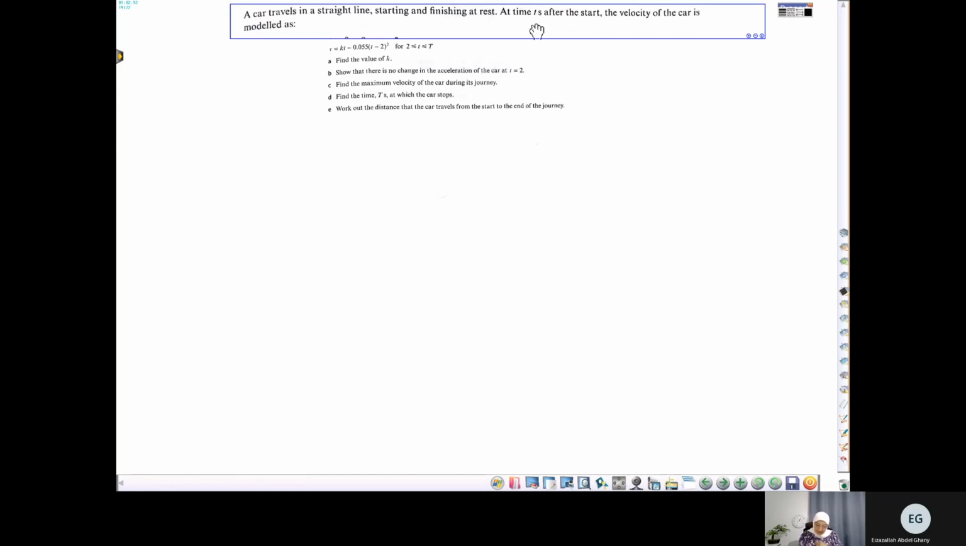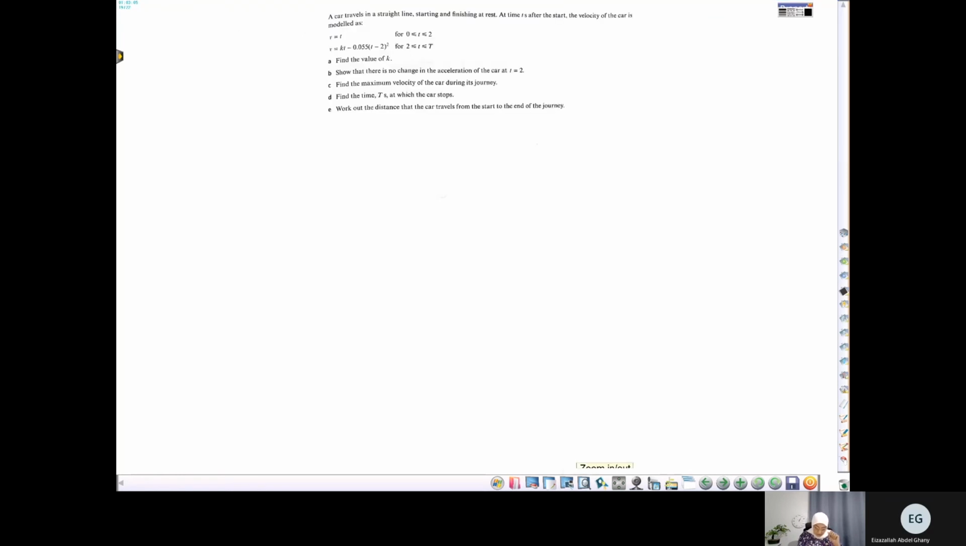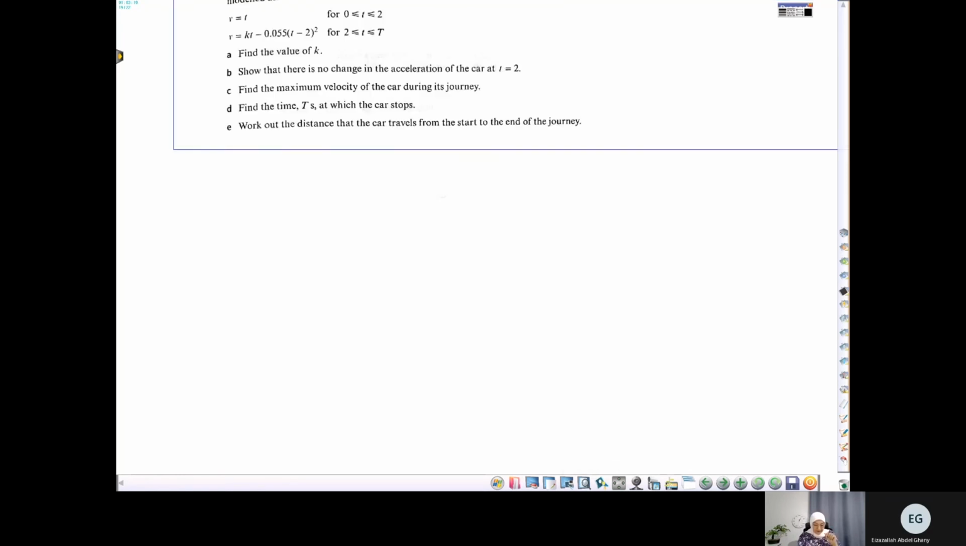At time t after the start, the velocity of the car is modeled as follows. There are two stages. v equals t for t ranging from 0 to 2. The next stage, from 2 seconds till T seconds, there is another expression of v in terms of t: kt minus 0.055, open brackets, t minus t2, all squared. Find the value of k.